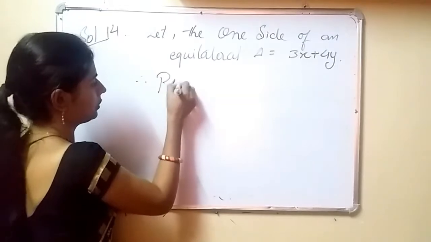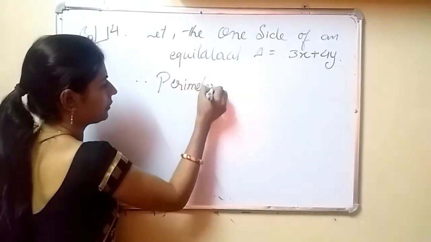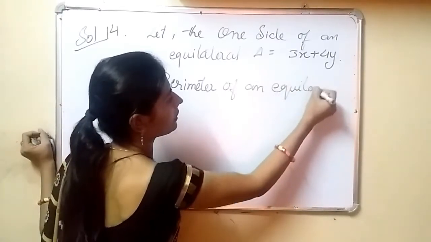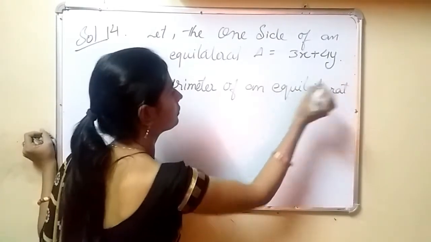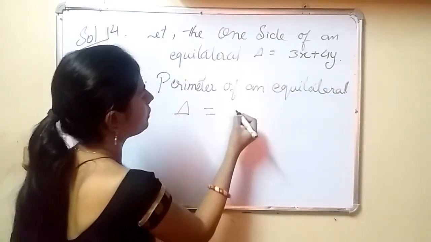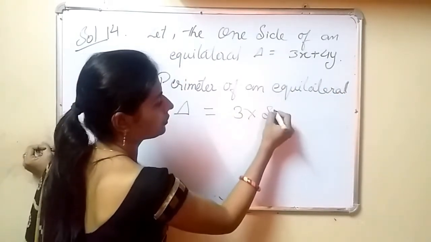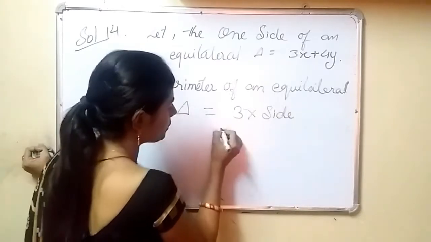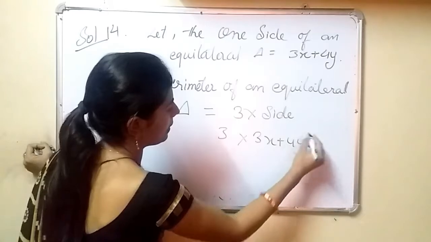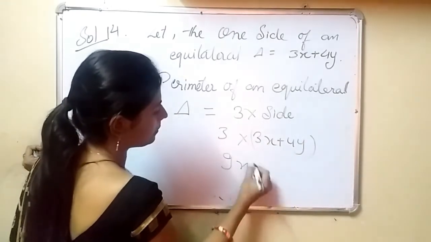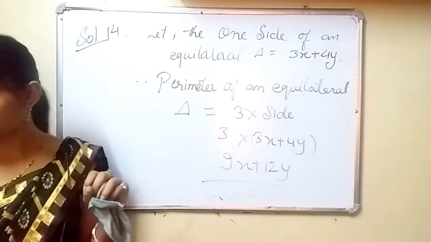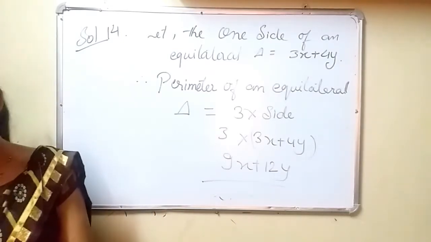Therefore, the perimeter of an equilateral triangle is equal to 3 into its side. So 3 into one side, which is given to you as 3x plus 4y, it will become 9x plus 12y. So this is your answer. Now see question number 15.